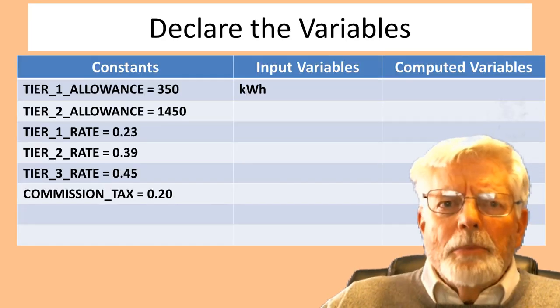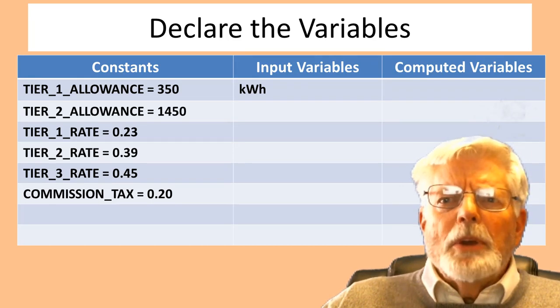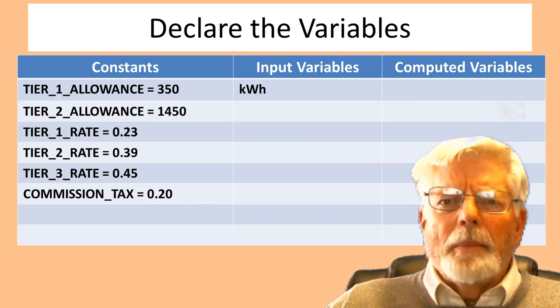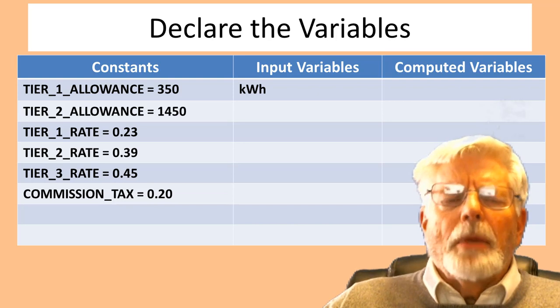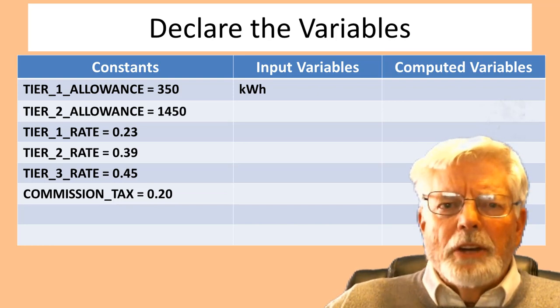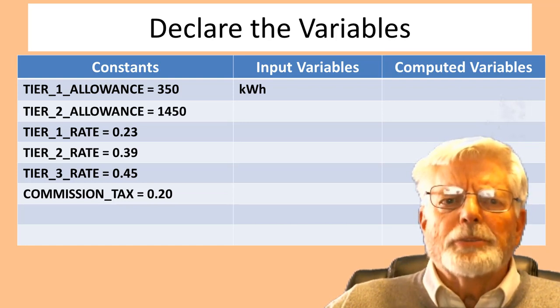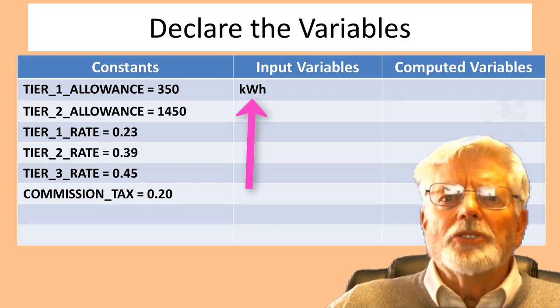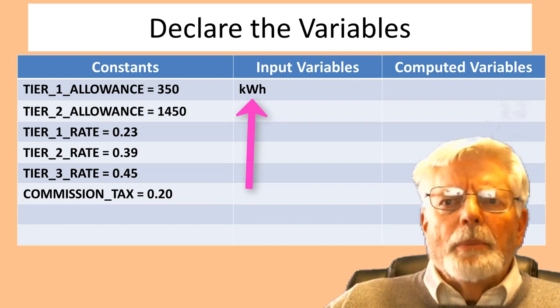It is time to start looking at the variables. A variable is a named location in memory that is used to hold a data value while the program is running. Each variable in C and C++ must have a data type associated with it. The data type used in this program will be double, which can hold digits past the decimal. I know I need variables to hold values entered at the keyboard. I need a variable for kWh.